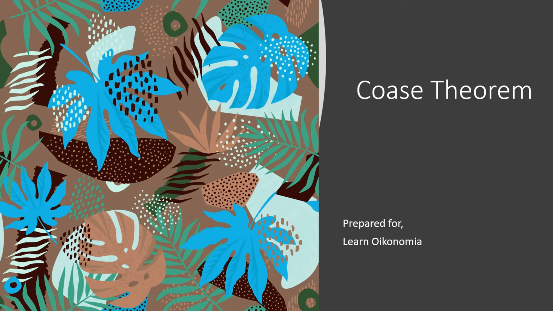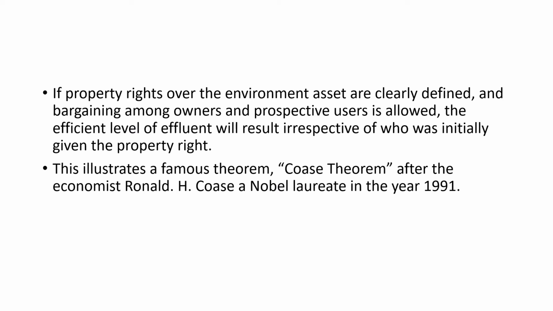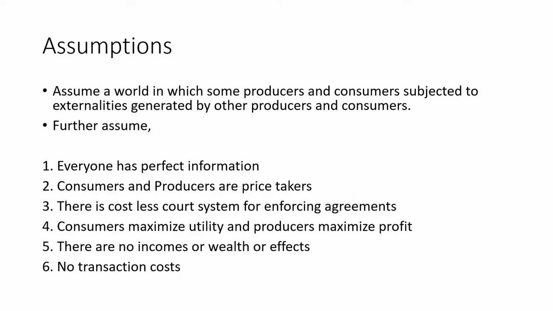In this video, we are going to look at the Coase Theorem. If property rights over the environment are clearly defined and bargaining among the owners and prospective users is allowed, the efficient level of affluence will result irrespective of who has initially got the property right. This is what is illustrated by the famous Coase Theorem, which is named after the famous economist Ronald H. Coase. So with that, let's move on to the theorem.